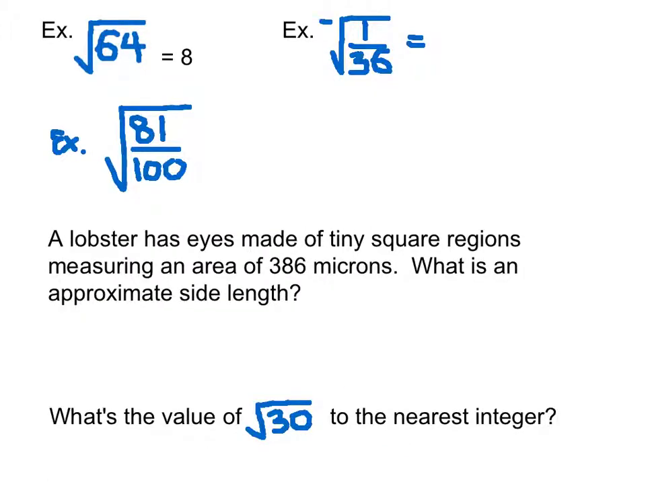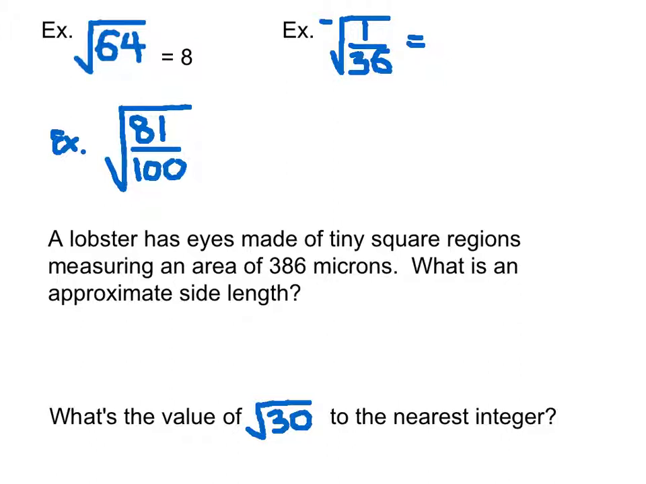So have a look at the next example. The square root of 64 is 8 because 8 times 8 equals 64. The next example, we've got the negative of the square root of 1 over 36. So they're asking for the negative value of whatever the square root of 1 over 36 is.